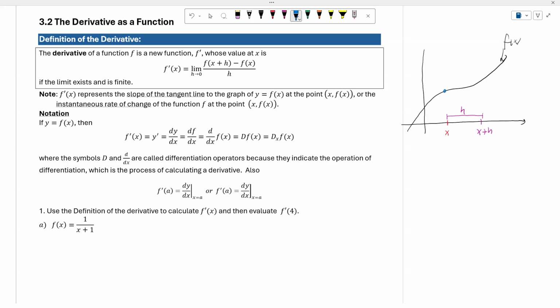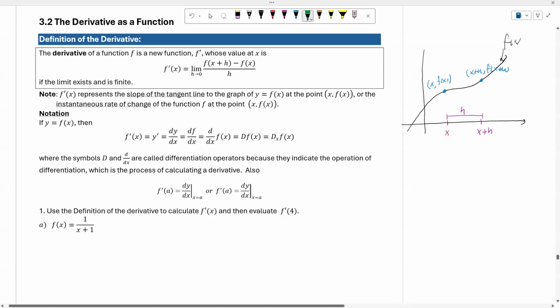And now we have these two points. The first point, when x is equal to x, and of course the output will be f of x. Then the second point here will be x plus h, f of x plus h.